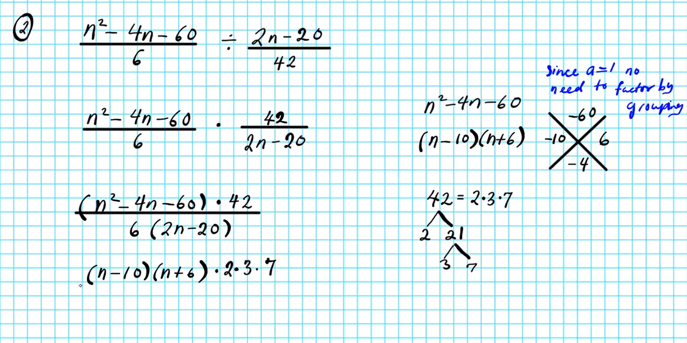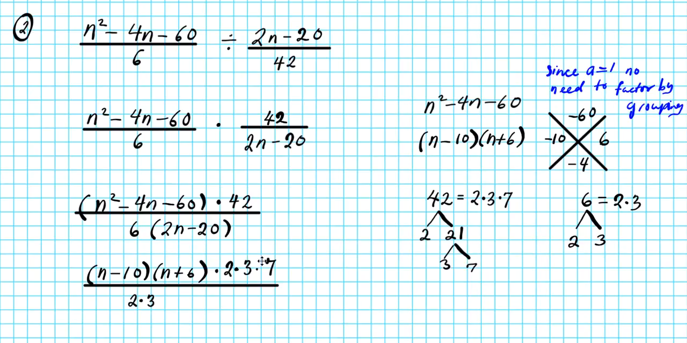Now we're going to go ahead and direct our attention to the denominator. 6, we already decomposed this in number 1, remember, 2 times 3. That's the prime factor decomposition of 6. So we replace 6 with 2 times 3.